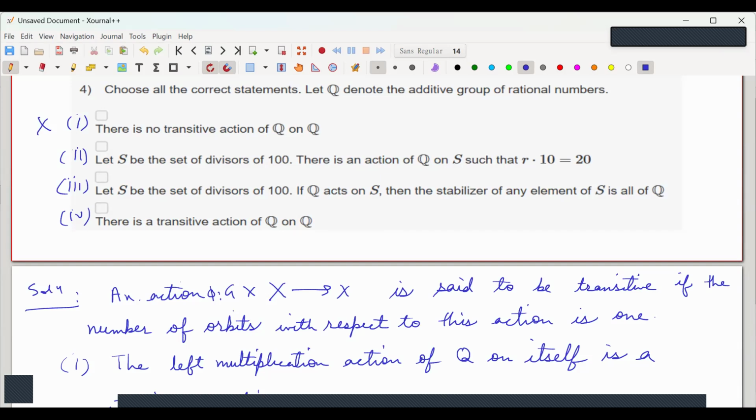Sir, at least by trial and error, I couldn't find any such action, but I'm not sure of a disproof. Just think for some time if you can produce some counterexample. Otherwise, I will give you. Or it may be true as well.